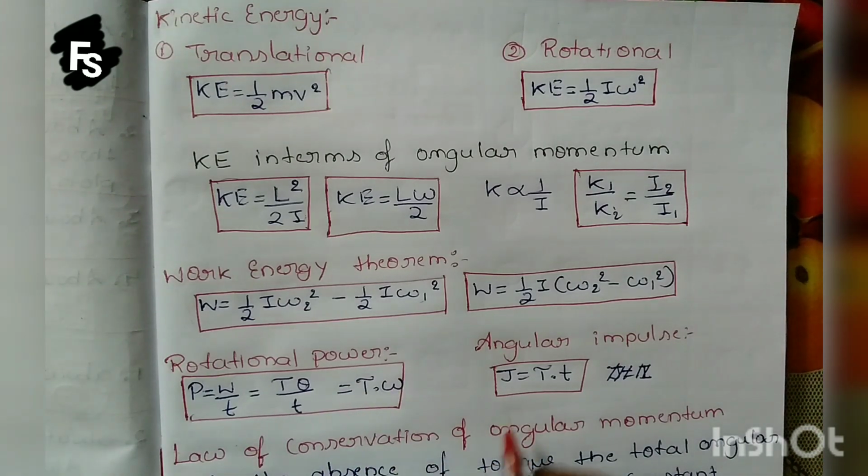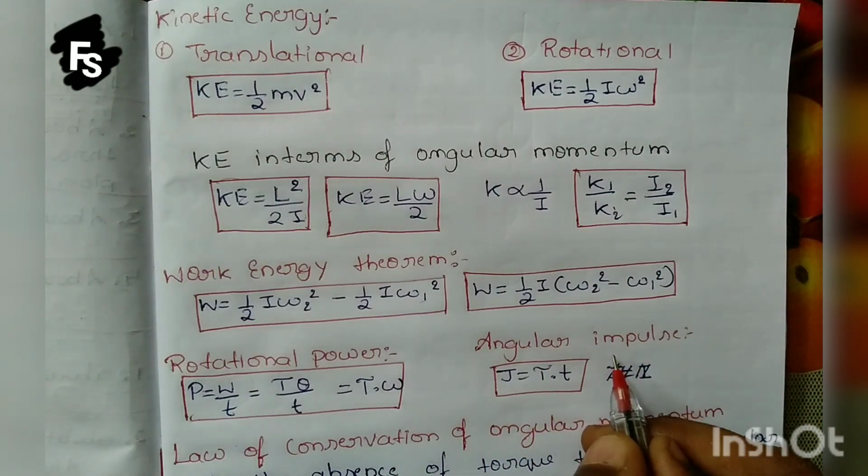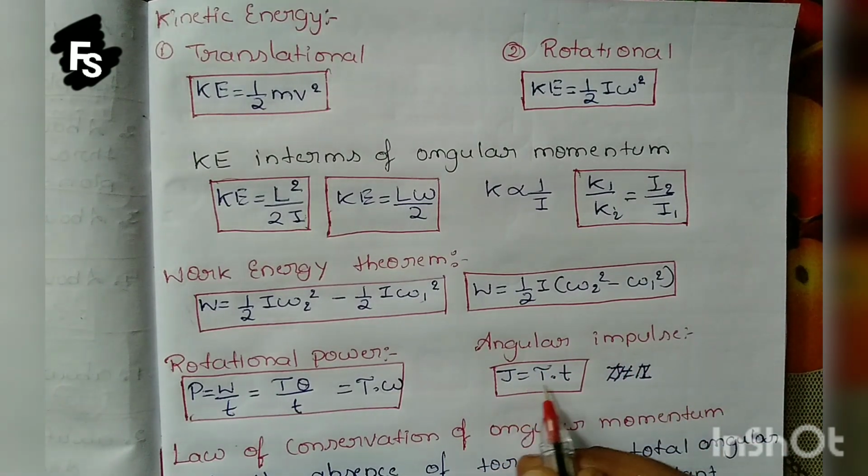So power is torque into omega. Next come to angular impulse. Normal impulse J is equal to force into time, but force in the angular case means torque. So J is equal to torque into time.